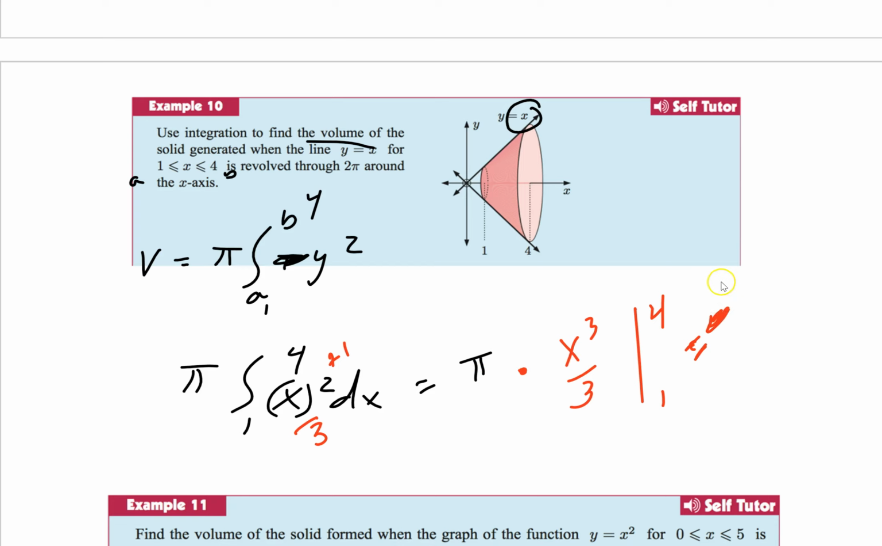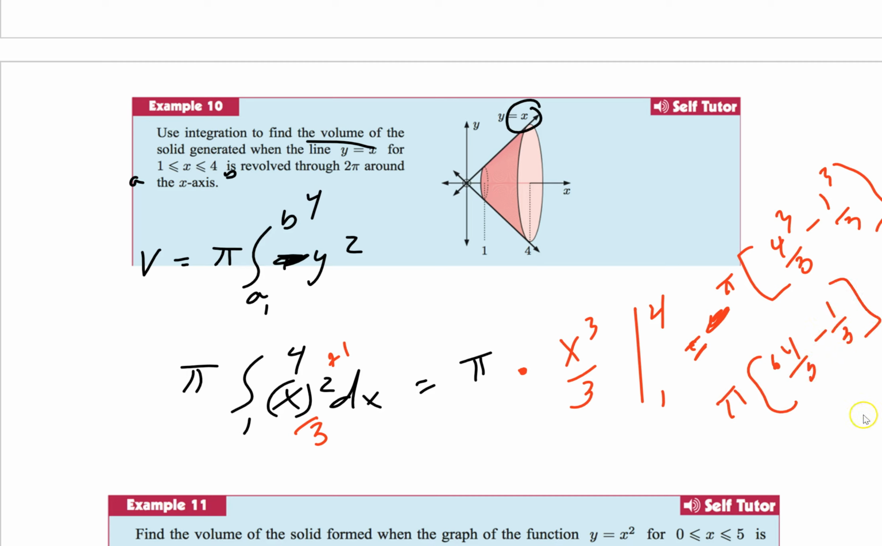So pi times 4 cubed over 3 minus 1 cubed over 3. So it's going to be pi times 64 over 3 minus 1 over 3. So it's going to be 63 over 3 pi. And that's the volume of that thing when you rotate it around. That's all it is. Put in the formula, plug it in. Let's do another one.